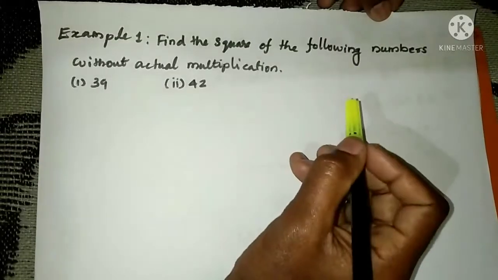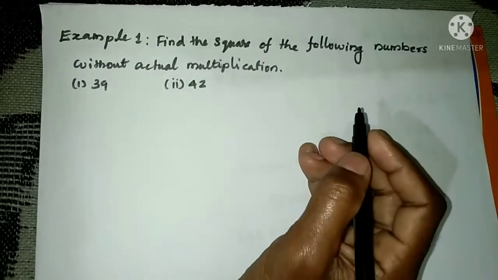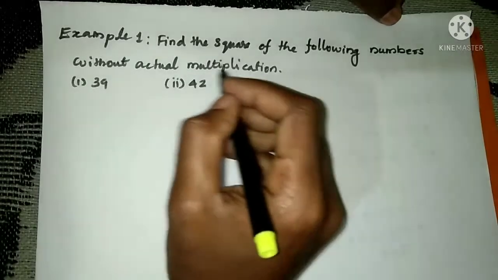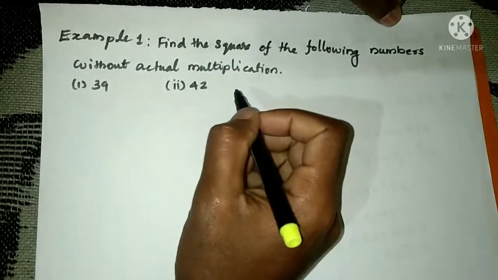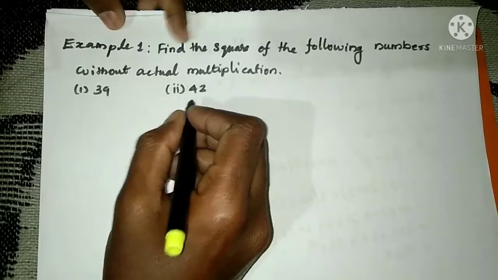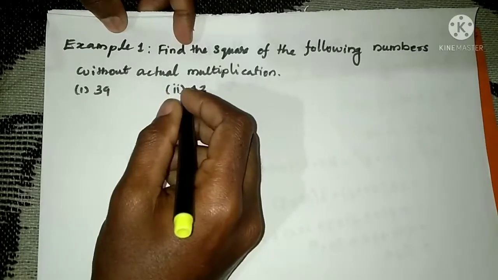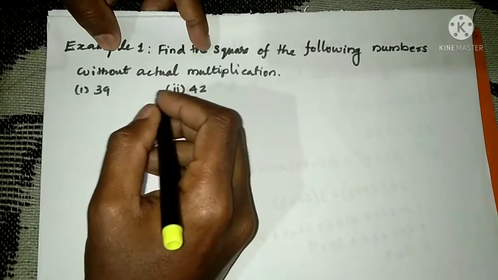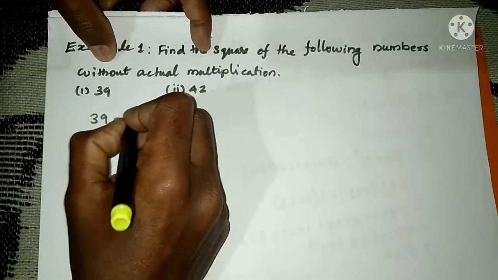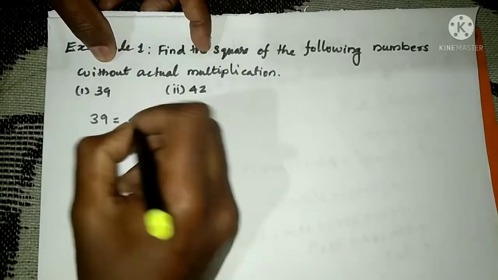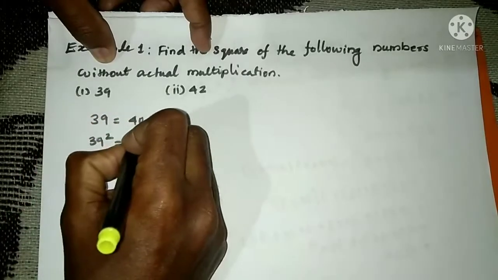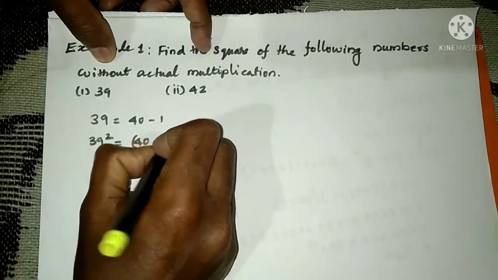Next, example 1. Find the square of the following numbers without actual multiplication. So we have the numbers 39 and 42. These both numbers are very close to 40. 39 we can write as 40 minus 1. When you square 39, we can also square 40 minus 1, the whole square.